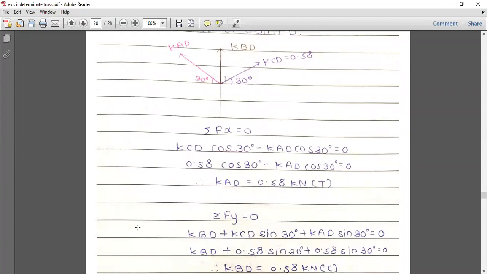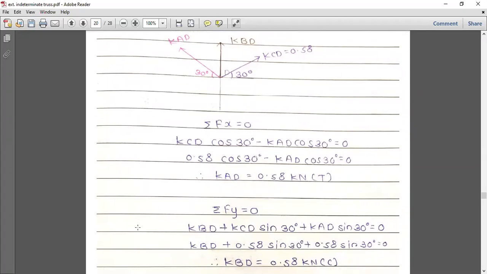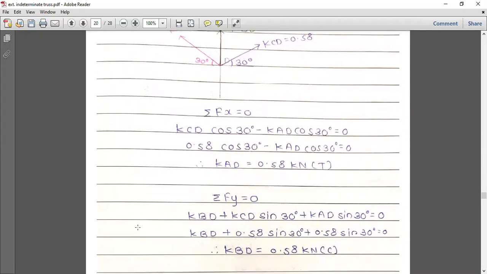So you are getting the value of KBD negative. Negative means again the assumed direction is wrong. Write the answer positive and write its nature. Previously it was assumed tensile. The final nature of this force in member BD is compression.